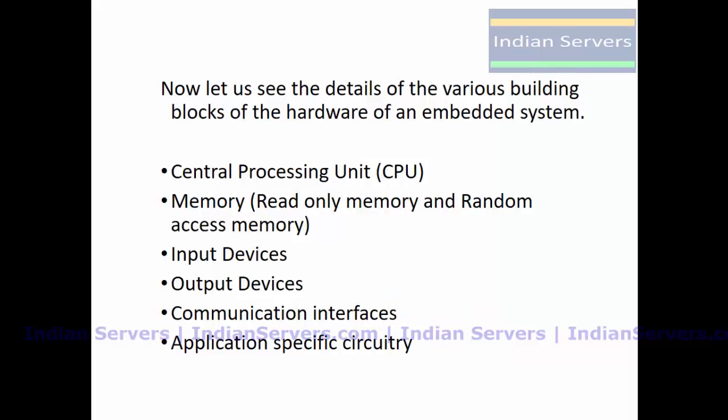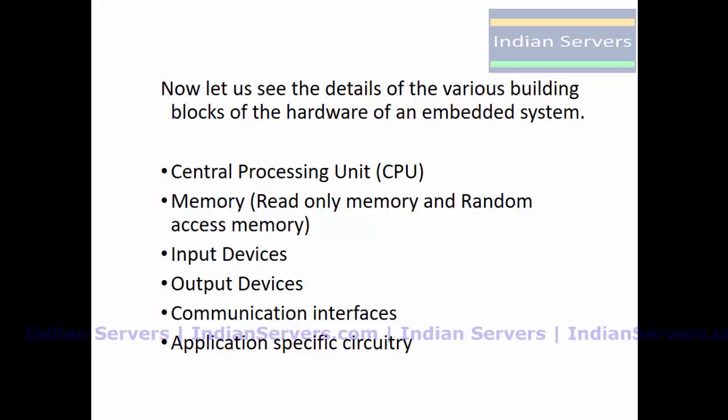Now we will see some of the other components present in the embedded systems. One is input output devices, and communication interfaces, and application specific circuitry. We will see them one by one. When we talk about memory, there are mainly two types of memories. One is primary and one is secondary. Primary is a temporary memory where the data which has to execute is stored temporarily. Coming to secondary, data will be stored permanently in that memory.